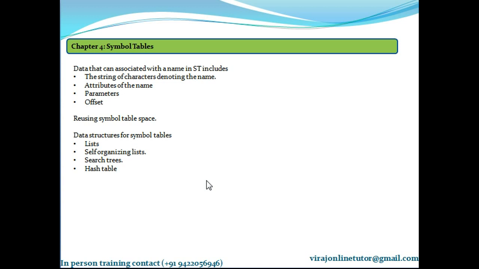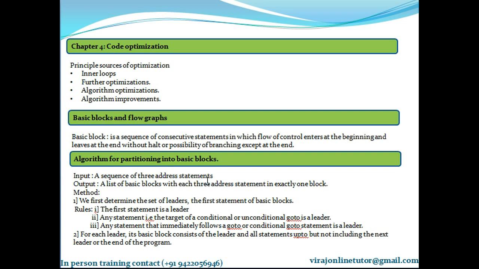So these were the four different data structures that we could use for symbol tables. In my next session on compilers, I will start with the next chapter on compilers, that is code optimization.